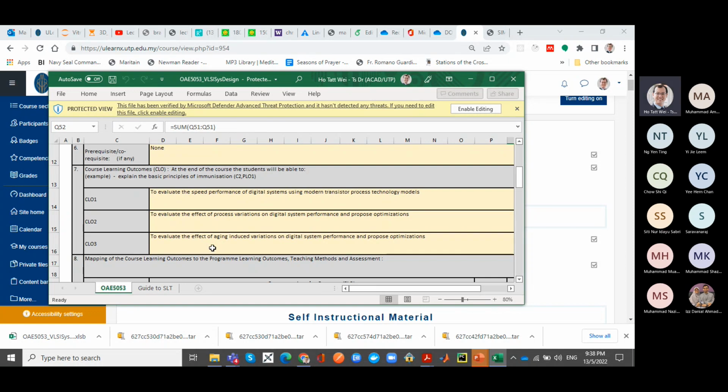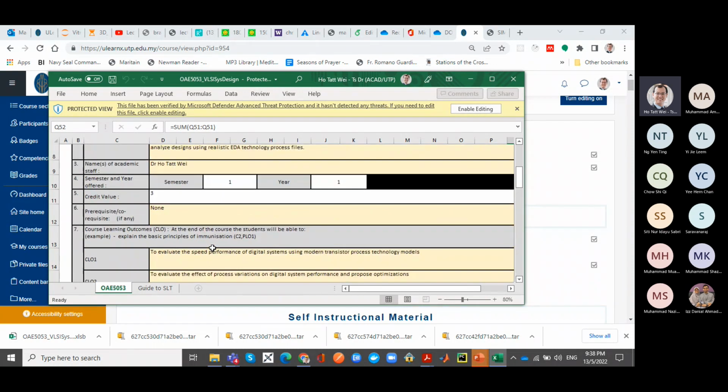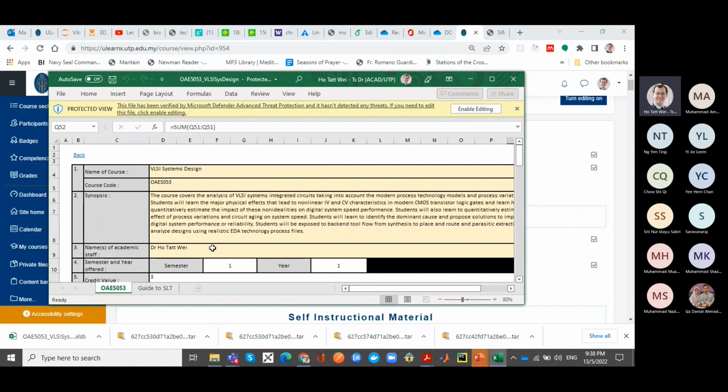Where does this happen? Are there ways we can estimate how bad the circuit will degrade? And once you can estimate and quantify, you can look at ways to actually improve the robustness of the circuit. So, just three main course learning outcomes for this VLSI course.